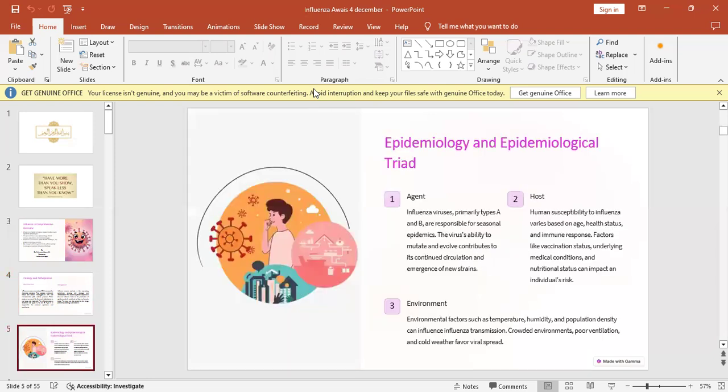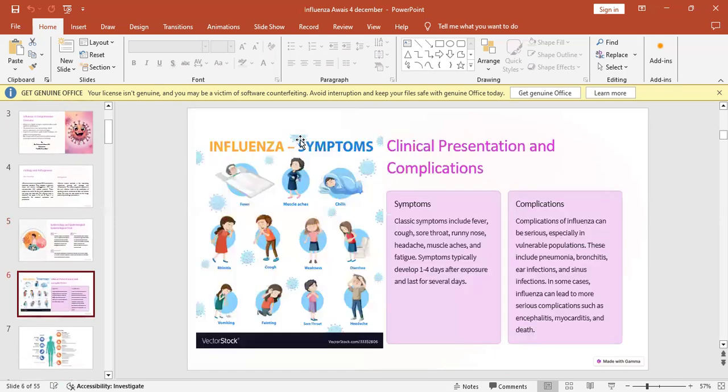Now, the epidemiology and the epidemiological triad: the agent, host, and the environment linkages. The agent is influenza viruses, primarily type A and B, that are responsible for seasonal epidemics. The virus's ability to mutate and evolve contributes to its continued circulation and emergence of new strains. The host factor: susceptibility to influenza viruses is based on age, health status, and immune response. The environment factor: factors such as temperature, humidity, and population density can influence influenza transmission. Crowded environments, poor ventilation, and cold weather favor viral spread.